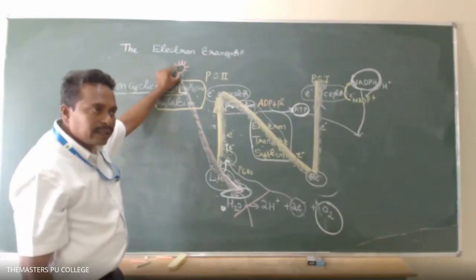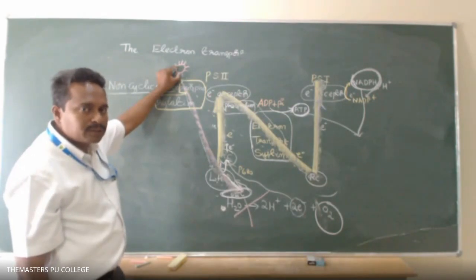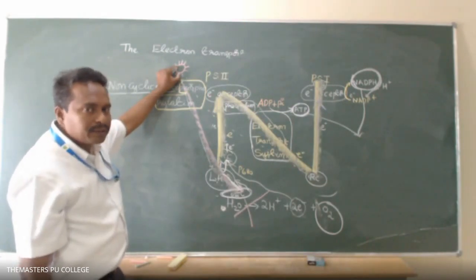Phosphorylation means the synthesis of ATP molecules. Photophosphorylation means the ATP molecule is synthesized in the presence of light energy. How many cell organelles are involved in the synthesis of ATP molecules? Already we have discussed that concept. Two: chloroplast and mitochondria.